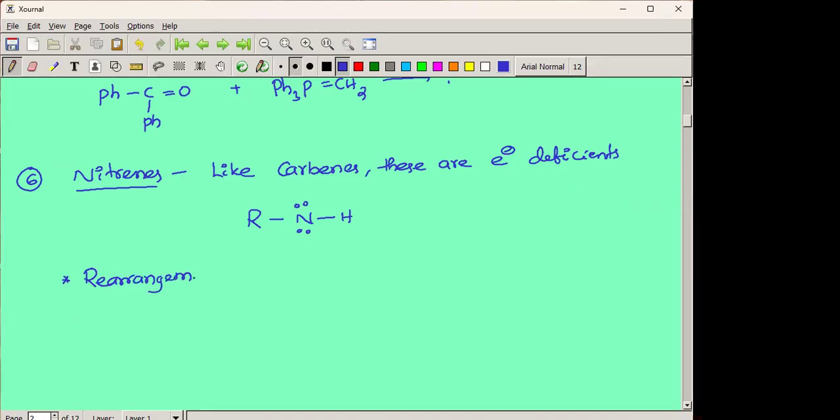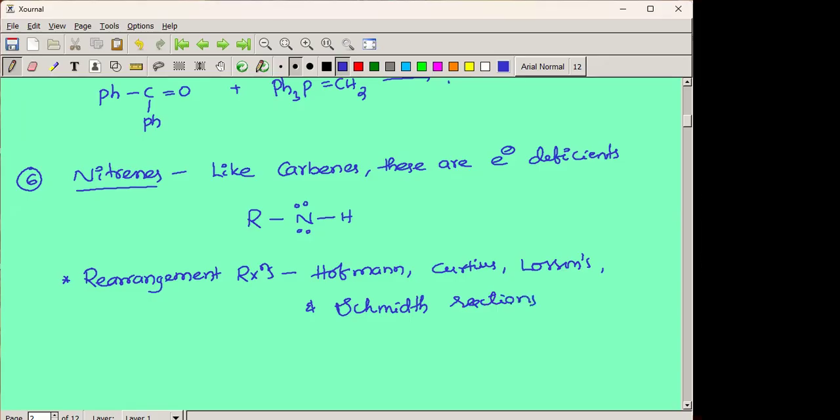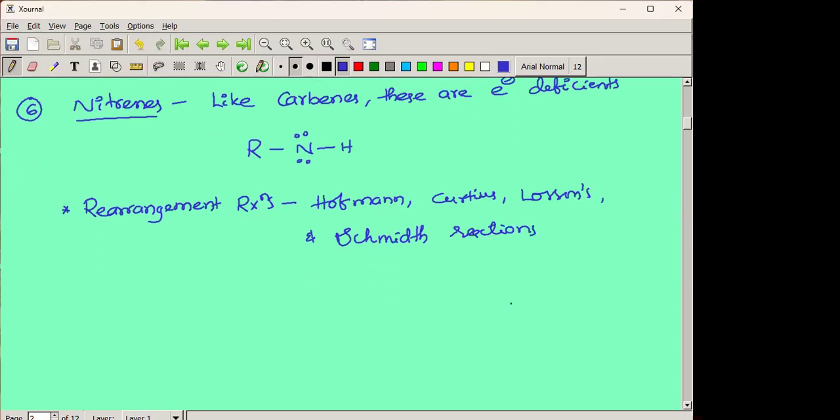Rearrangement reactions like the Hoffman reaction, Curtius reaction, Lossen's reaction, and Schmidt reaction. In all these reactions, nitrenes act as intermediates. So these are all the rearrangement reactions where we use these as intermediates.